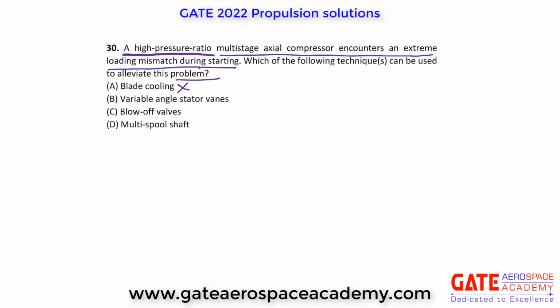Blow off valve, this is also true. Blowing off the air will increase the mass flow rate, so axial velocity will increase and angle of attack of blade will reduce and it will go away from stalling. Multi-spool shaft, so this is also correct. So we can use multi-spool compressor, low pressure compressor, high pressure compressor, so that we can run different spool at different speed, correct? So these three methods were already given in the homework to read. These are employed to prevent the surging due to load mismatch.